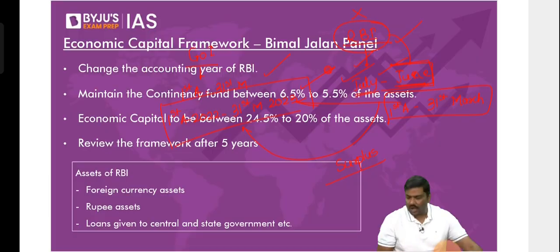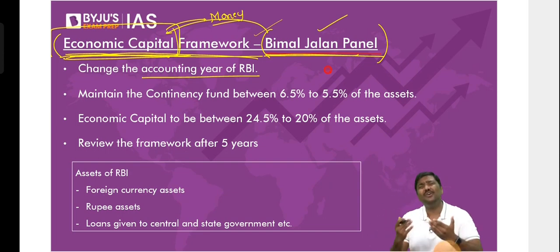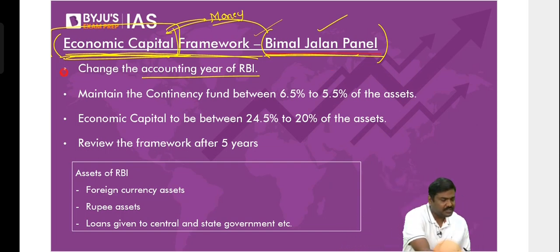So the argument of the committee was simple. You follow a different accounting year, government follows a different accounting year. And that creates confusion in terms of how much money the Government of India will get when they have to close the accounting year. So what you need to do? Change RBI's accounting year from July to June to April to March. That's the first very important recommendation.